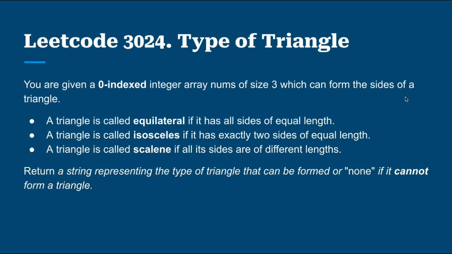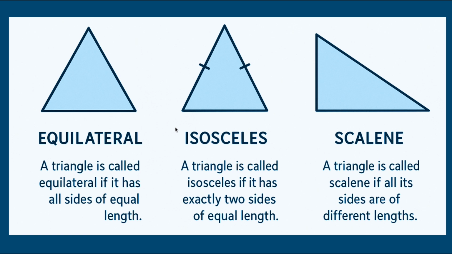The array should contain 3 sides, which form the total sides of the triangle, right? So a triangle is valid if the sum of the lengths of any two sides is greater than the third side. Another point: an equilateral triangle has all sides of equal length, an isosceles has exactly two sides of equal length, and a scalene has all sides of different length. So return a string representing the type of triangle that can be formed, or none if it cannot form a triangle. Let's go through these examples.